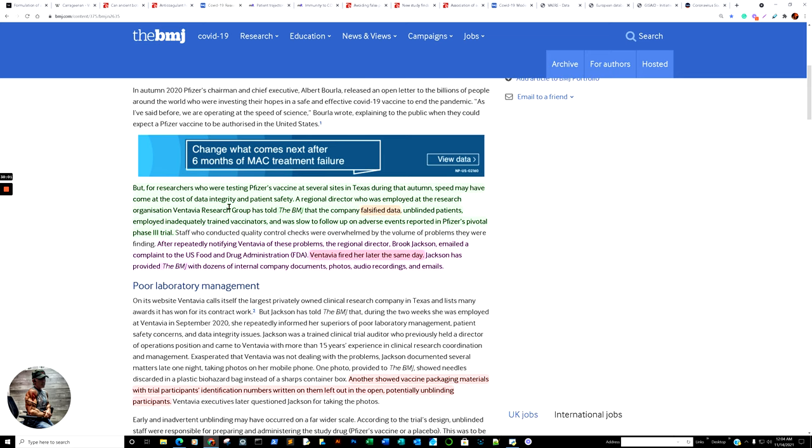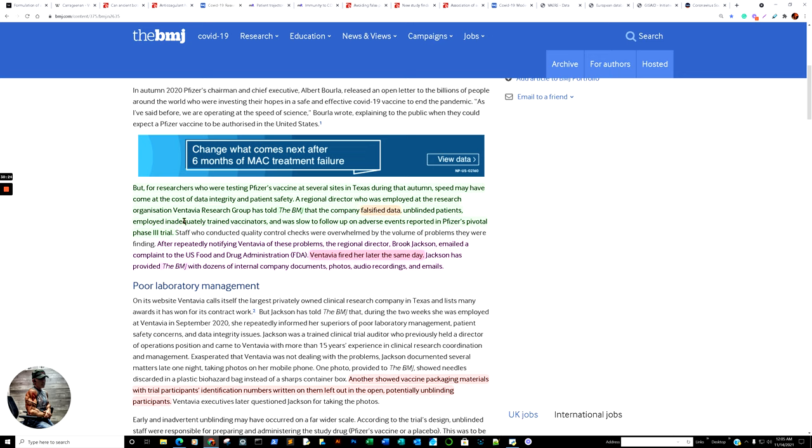So not just talking one site. I watched a news broadcast trying to berate this research article saying it was a single site. And that's not the case at all. But that's not the first time the news or articles come out with a projection that may not be accurate. During the autumn, speed may have come at a cost of data integrity and patient safety.